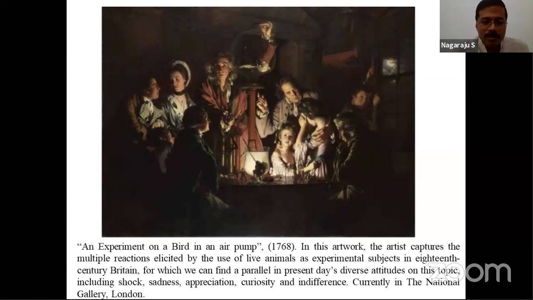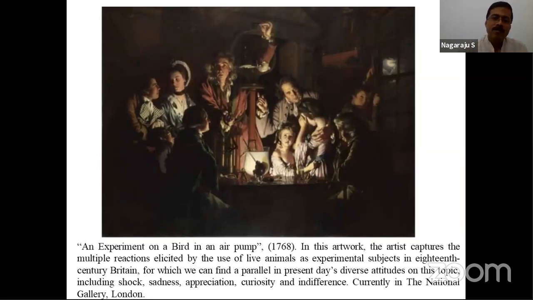Okay. So this is the art in 1768. You can observe the people. They have taken a bird for some experimental purpose. These are multiple reactions in the 18th century, so you can look at the different responses. Some people are not willing to look at it. Some people are very curious what happens to the bird. In the 18th century, when they started using animals as models for study, there was a mixed response. They were shocked to hear that animals would be used for studies. There was sadness, appreciation, curiosity. All these were observed initially.